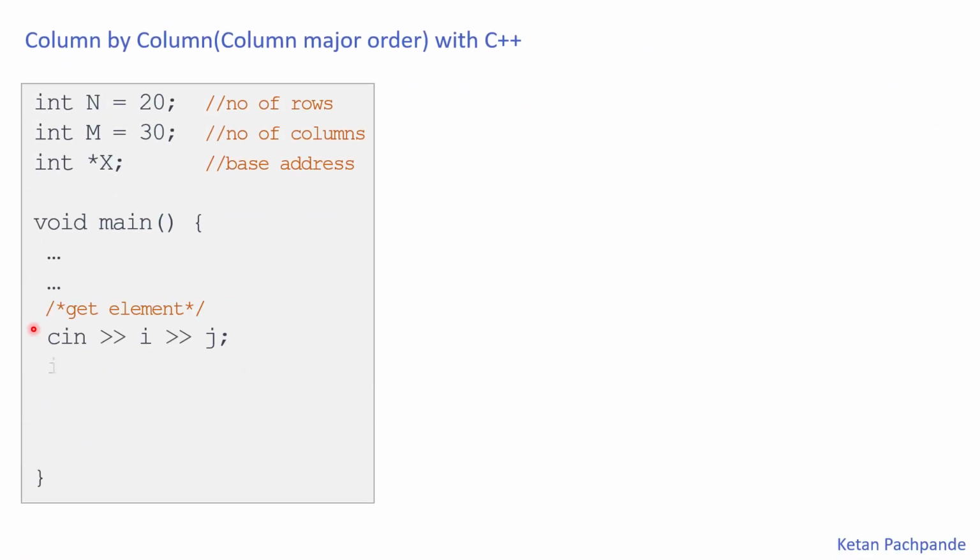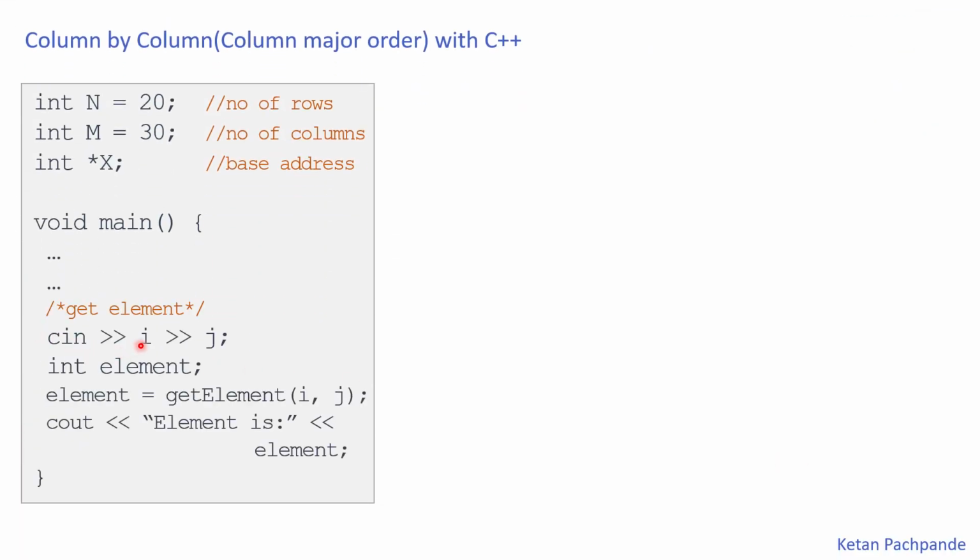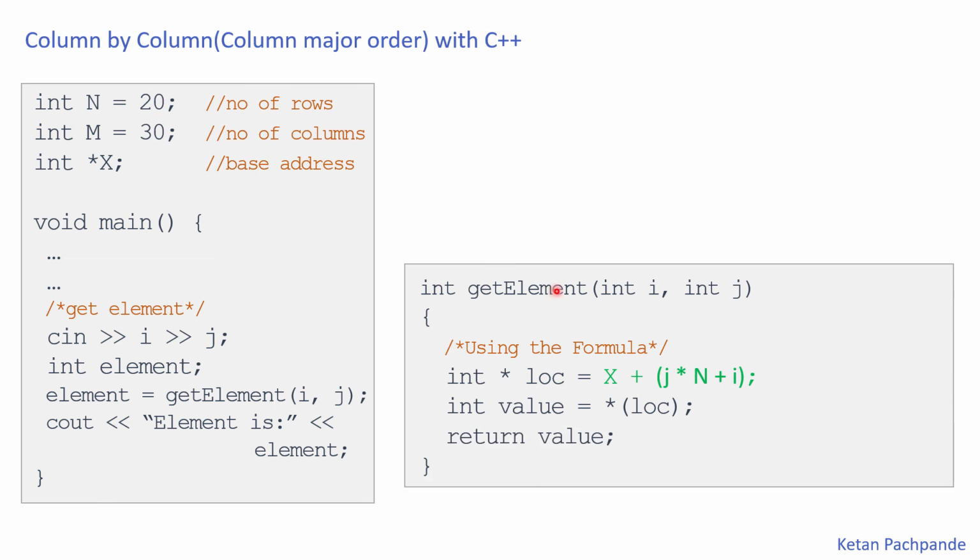And how to get the element present at I and j? Again, let me take a local variable element, and I write a function getElement to which I pass the value of I and j. This function will first calculate the location of that element by using the same formula. And once I get the location, the value at that location gives me the element value.